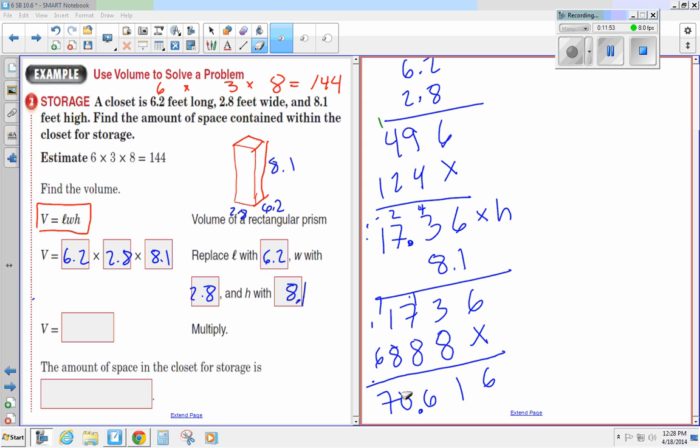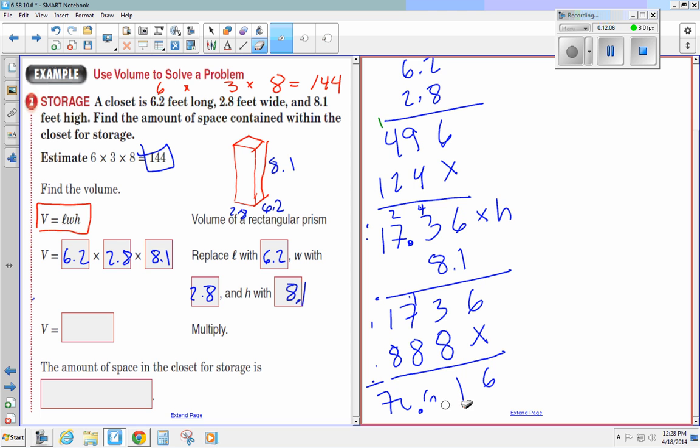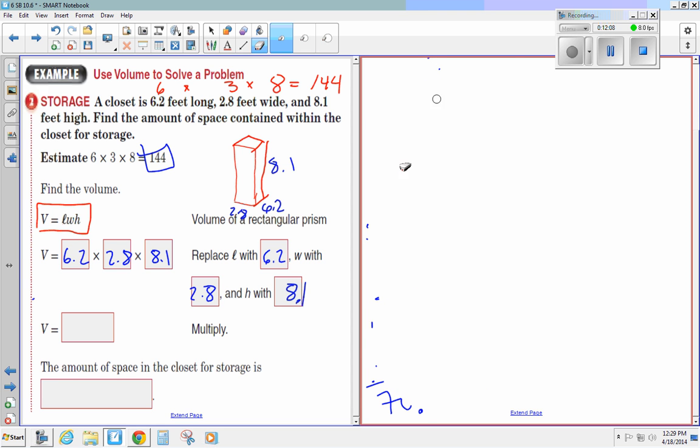Alright, well, you see that I got a 70 here for some reason. I think I made a mistake because we know the answer, and maybe I did it on purpose. We know the answer should be close to 144, but it's not close to 144. So I'm going to go ahead and start this multiplication process over again to make sure I didn't make some mistakes anywhere.